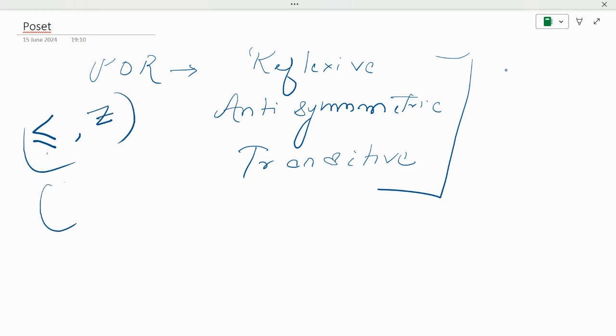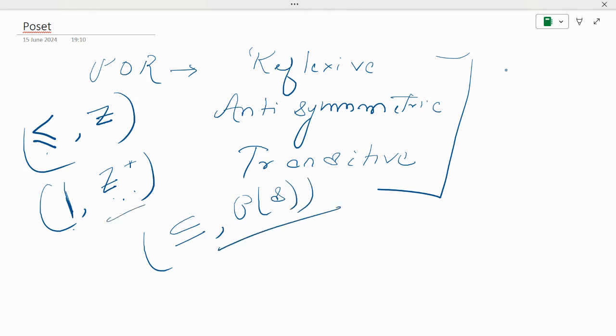Similarly, we defined that division on Z plus is a POR, because 0 is not included. Similarly, we defined that the subset operation on the power set of S is also a POR. So all these are POR, otherwise it is not a partially ordered relation. Now we are going to see what a poset is.